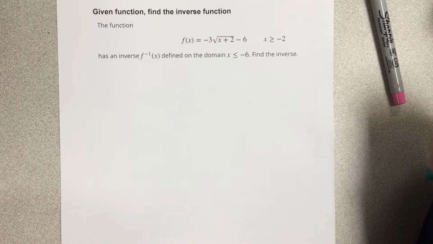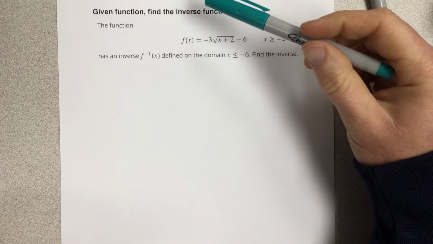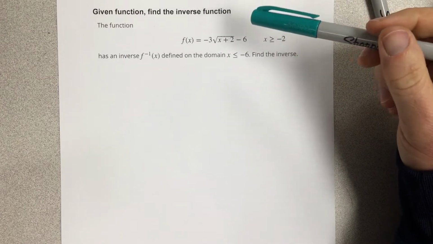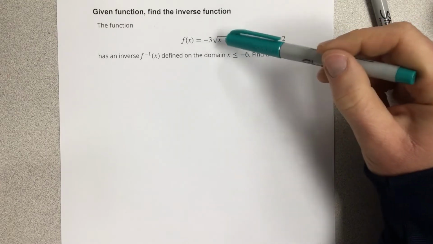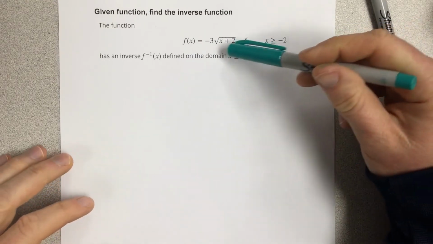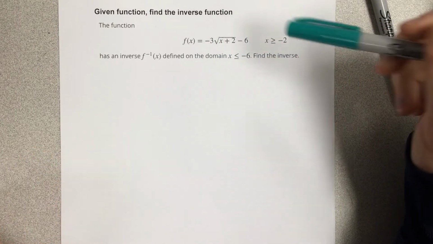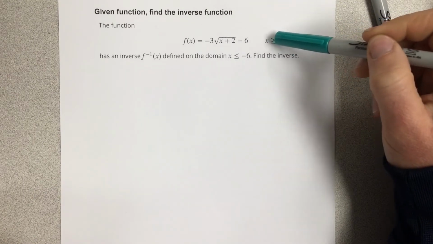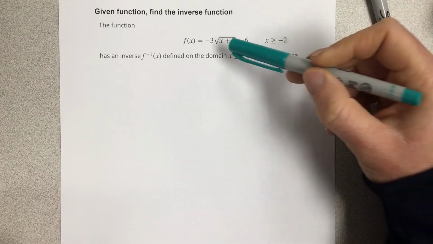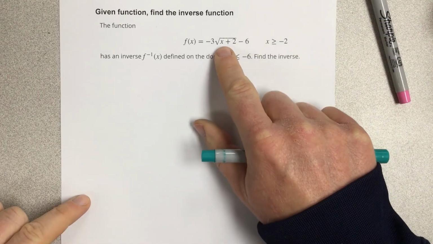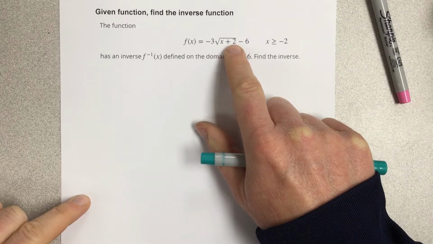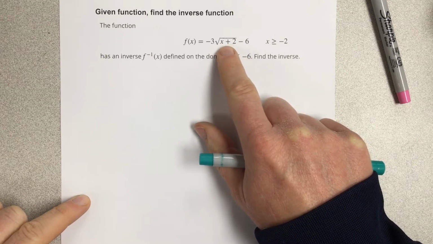In this video, it says given the function, find the inverse function. So we're going to basically find the inverse of whatever they give us here. Now they gave us a square root function, and they restrict the domain to x greater than or equal to -2, because obviously you can't plug in something less than -2. If I plugged in -3 plus 2, that would be -1, and the root of -1 is imaginary.